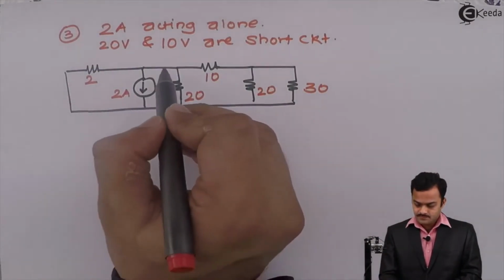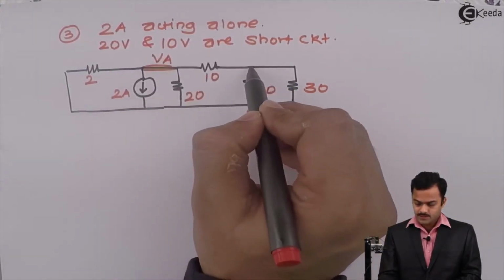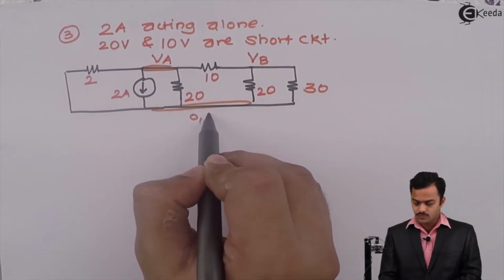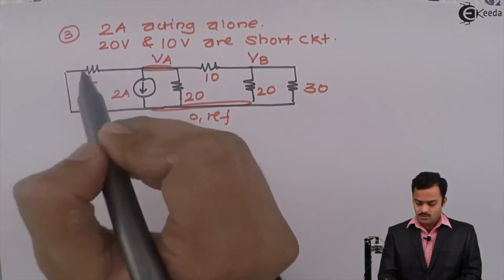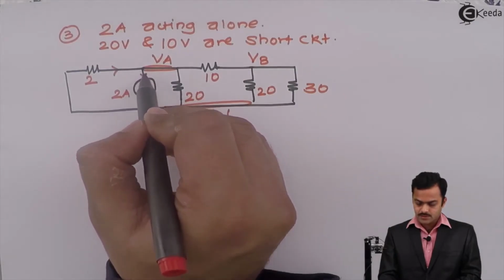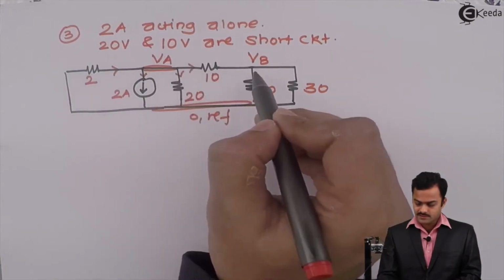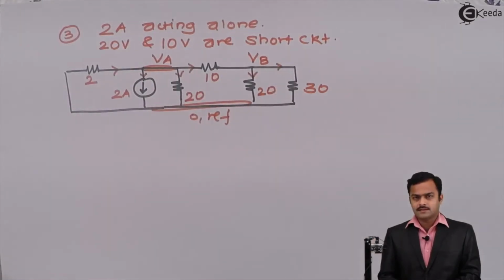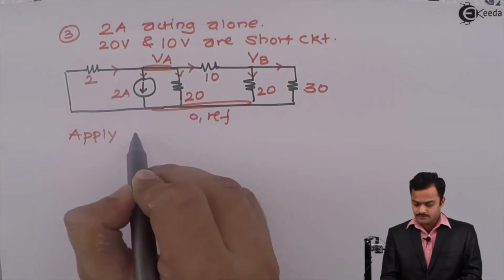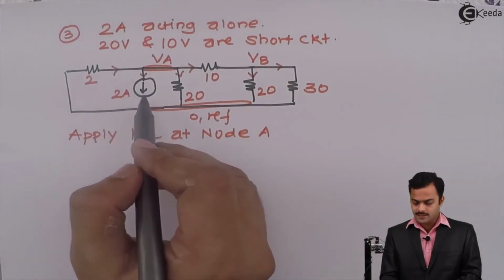Again same concept. This is a node having a potential VA, another node having a potential VB. This is a reference node. All current directions except the one, because here current source is present, so we will take a direction same as the current source. Remaining directions we can consider randomly. So let's apply KCL at node A. One incoming current and 3 outgoing currents.